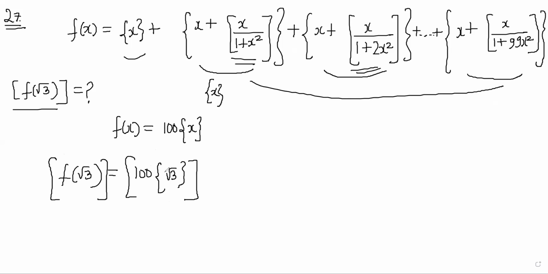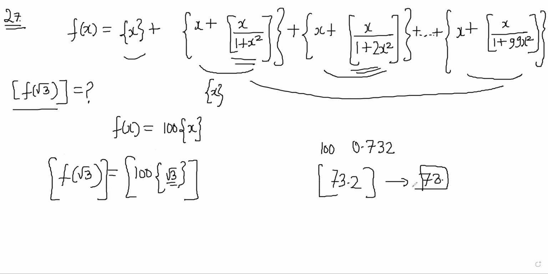The fractional part of root 3 will be what? 0.732, something like this. Multiply by 100 makes it 73.2. GIF will be 73, so that is the answer. There's no issue here. It's just that you have to realize that this big looking thing is actually simply the fractional part of x. You can ignore these parts.